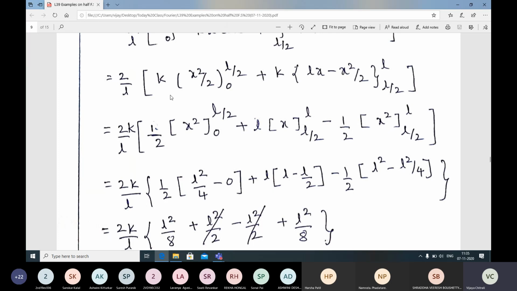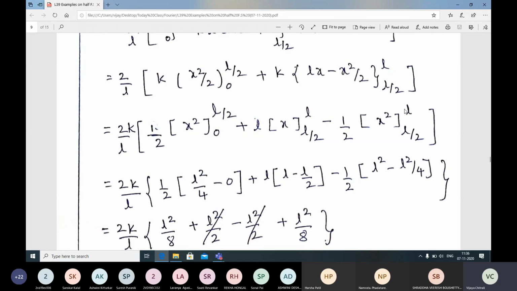I'll explain once again. Here k is common for both the terms. Take it outside. 2 by L we already have. So k outside, 2k divided by L. And here the denominator is free from x, so take it outside, 1 by 2 x square, limits 0 to L by 2. And plus k is outside, L outside, right? And what is left here? x. So x limits L by 2 to L. Minus, plus is minus, and x square by 2 is there. Take 1 by 2 outside. So x square limits L by 2 to L.